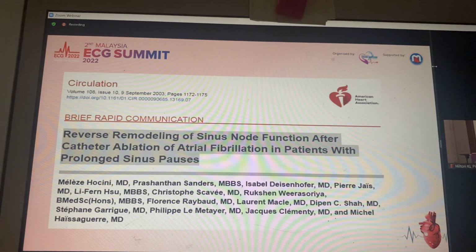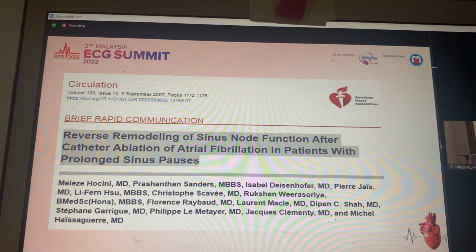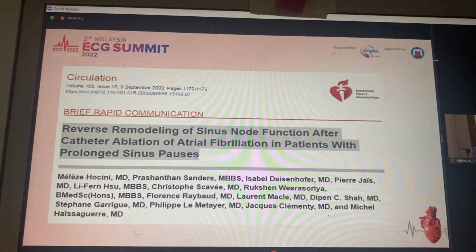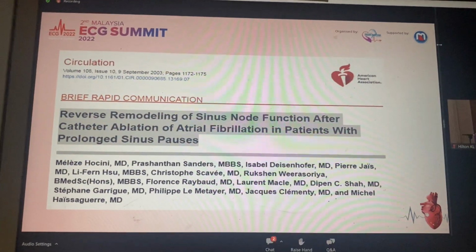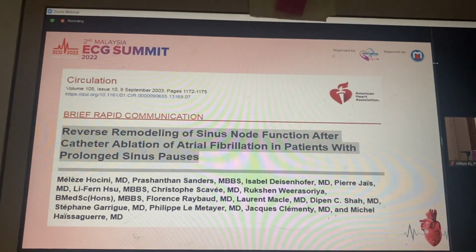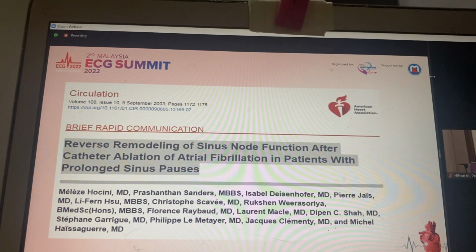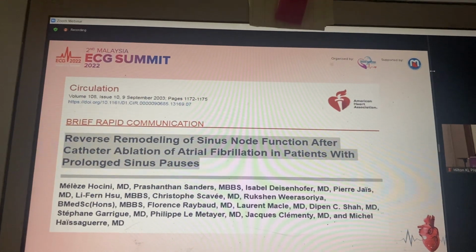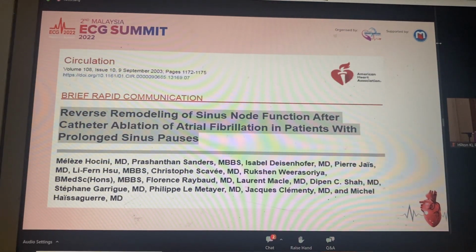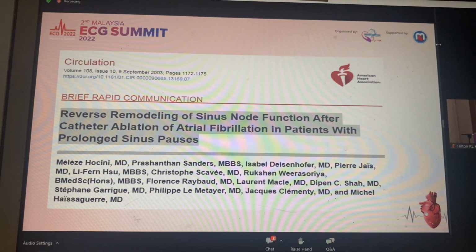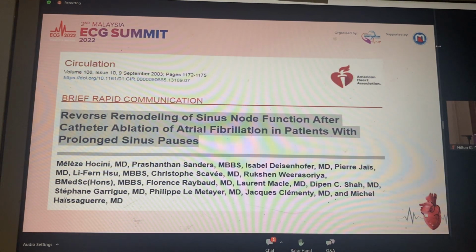But not all patients will be eligible for this catheter ablation. There are a few considerations you need to decide on before deciding for catheter ablation. Number one is how long is the duration of the sinus pause? If the sinus pause is too long, it is one of the indicators that the sinus node is not normal already. So even though you have treated the AF, the tachycardia part, the sinus pause may or may not occur again, and later on the patient might also need the permanent pacemaker.